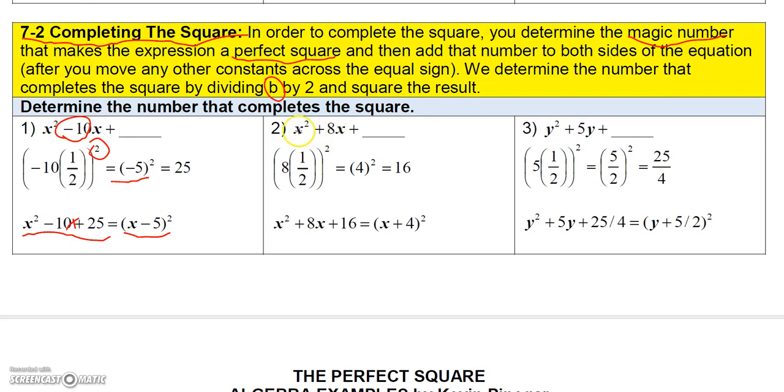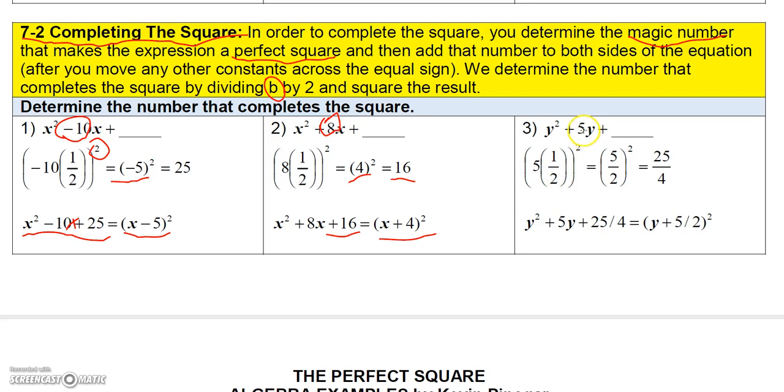Okay, so x squared plus 8x plus what number makes it a perfect square? Well, the b here is 8, so we take half of 8, so 8 times a half, and then square the result. Well, 8 times a half is 4, so we're going to square 4, and 4 squared is 16. So if I add 16 to these two terms, that would now make it a perfect square trinomial, and it's going to factor into x plus 4 quantity squared.